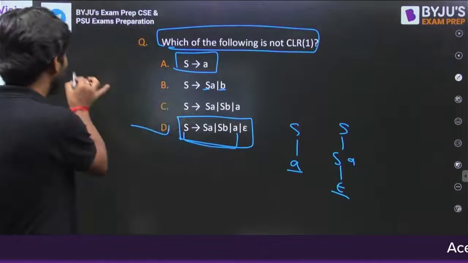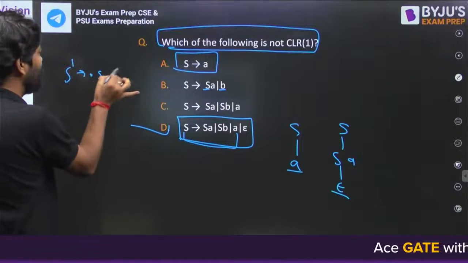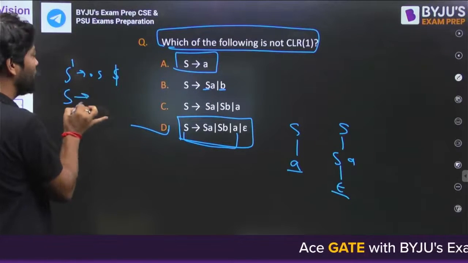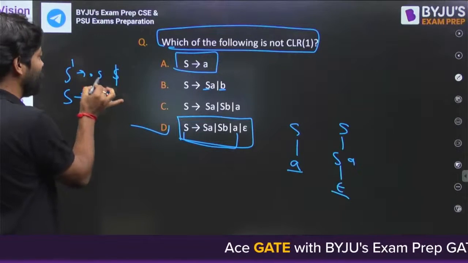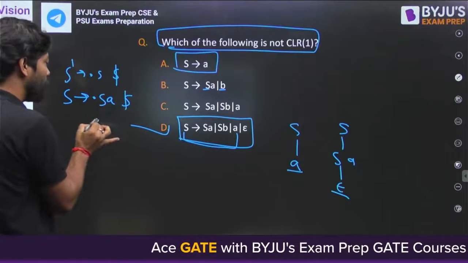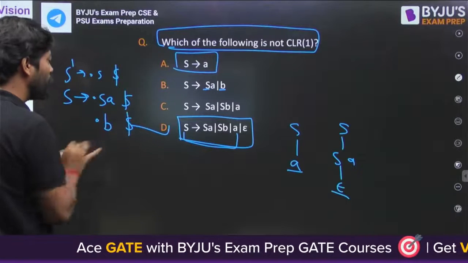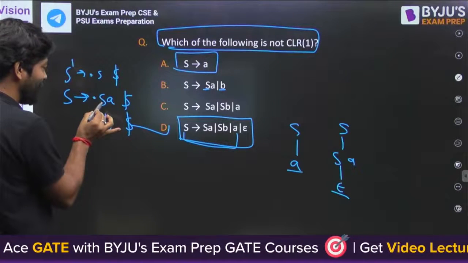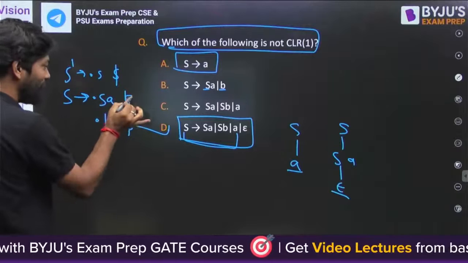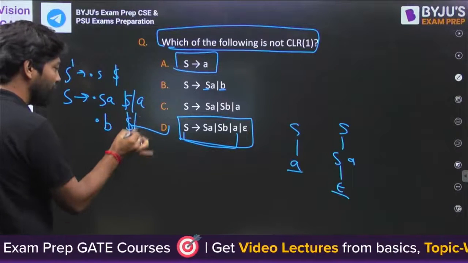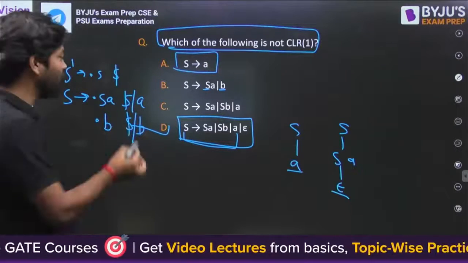If you want, you can try. S dash goes to dot S, dollar. Now I will add S goes to dot SA, dollar, and dot B, dollar. Now due to this S, once again you will add, so A also comes and B also comes. Are you getting my point?